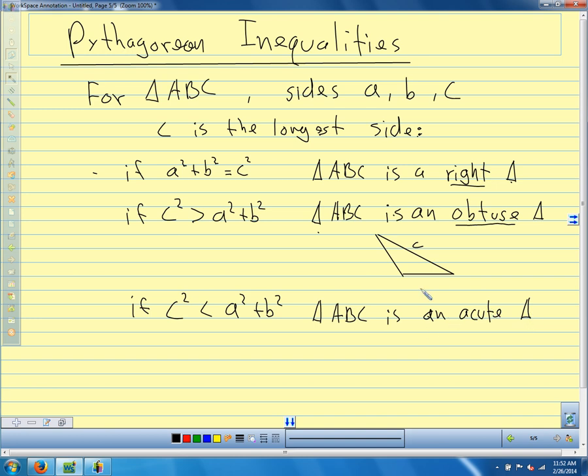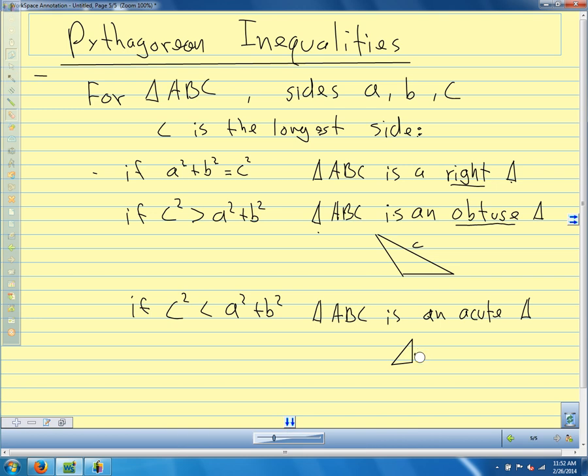And the way I visualize that is a right triangle. If c squared is too small, then my triangle, the angle gets smaller, I get an acute triangle. And if we draw a quick picture, just to remind us what an acute triangle looks like, we're talking about a triangle that looks like that. And this would be side C. C is too small to make it a right triangle.